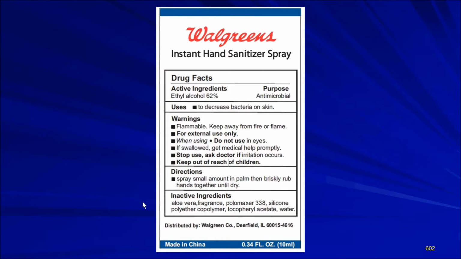So we see here, this is an instant hand sanitizer spray drug facts. We can see here that the alcohol content underneath the active ingredients up here is within our target range of 60 to 95% alcohol. So we can see that this would be appropriate for sanitizing your hands and preventing illness.